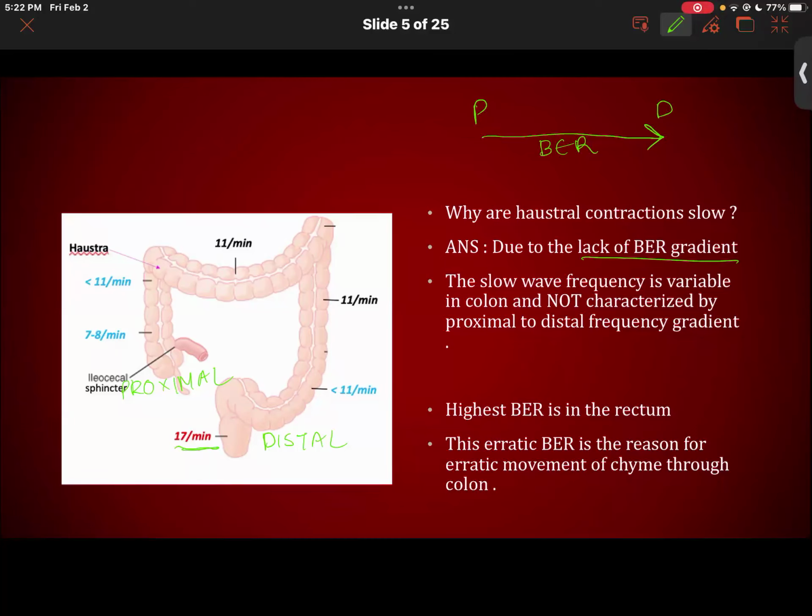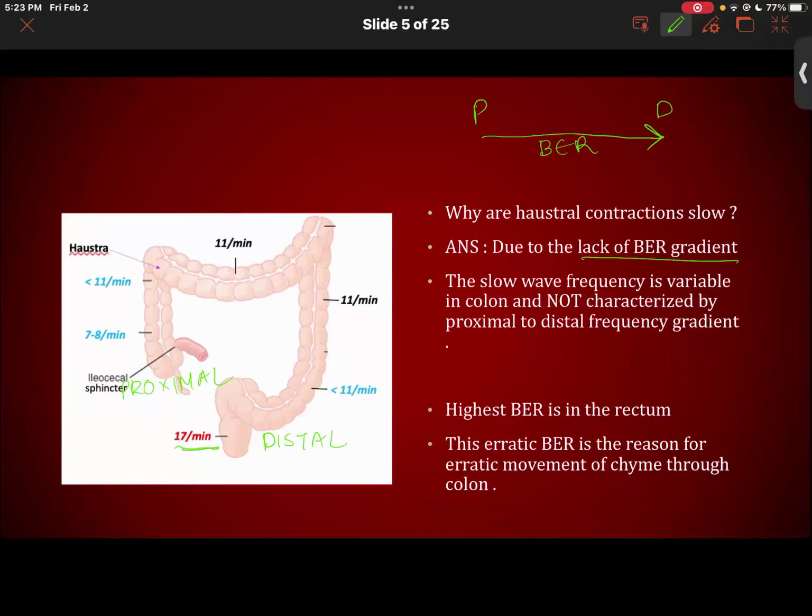You don't need to remember any of these numbers. These are just to show you that it's erratic. It is not a single number, and it doesn't increase or decrease. It's literally random numbers. And the highest BER is in the rectum. It's 17 per minute. So the erratic BER is the reason for the erratic movement of the chyme or the feces through the colon. So it doesn't follow the decrease from proximal to distal like all the other parts of the GIT. Instead, it's random, it's erratic, and obviously this helps in the mixing.